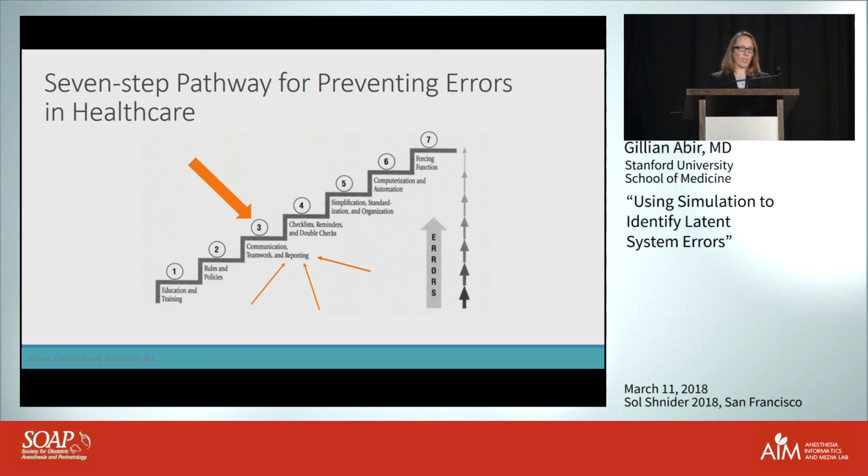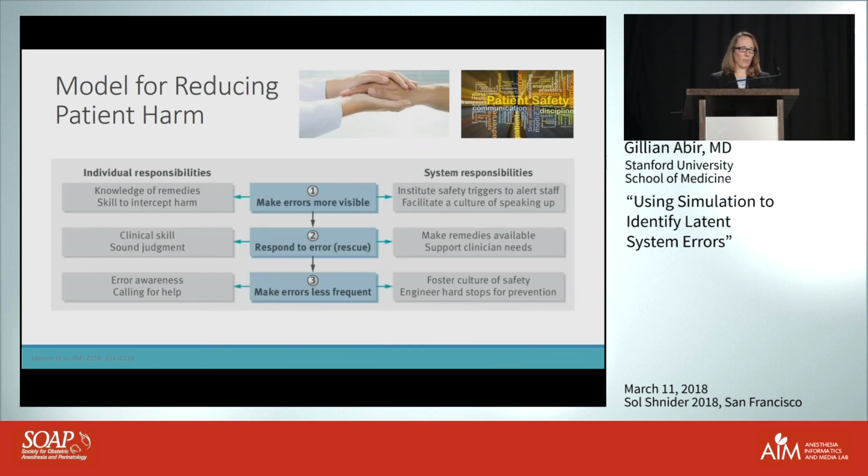And also reporting. So if we do have a sentinel event, it's important to report that and to debrief the whole team to find out where things went wrong and to prevent those issues recurring. So a model for reducing patient harm. We all have individual responsibilities, but there's also system responsibilities from the organisation.